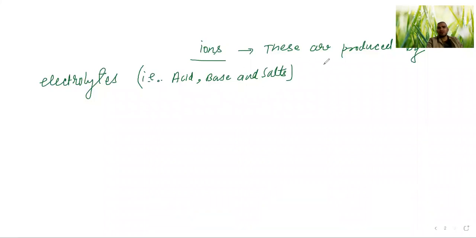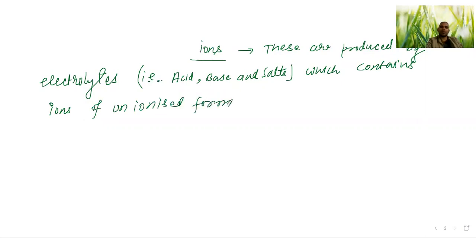So ions are produced by electrolytes, that is acid, base, and salt, which contain ions of unionized form.